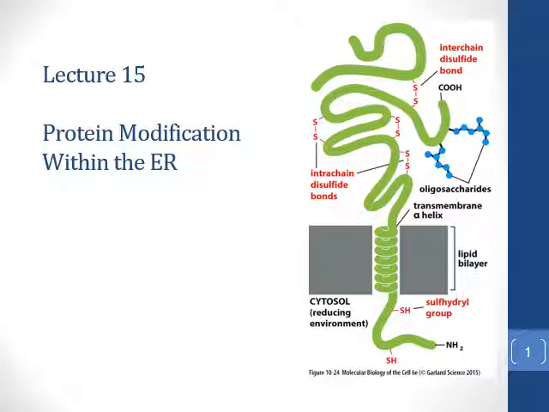Well, hello again. This is lecture number 15, protein modification within the ER. As you can see on the diagram to the right, once a protein gets to the ER, there are a lot of modifications. Actually, that may not be very easy to see, but if you look at the membrane right here, this is the membrane. This would be the cytosolic side of the membrane. This would be the ER luminal side of the membrane. There are modifications that take place, and that's what we're going to be talking about in this lecture.